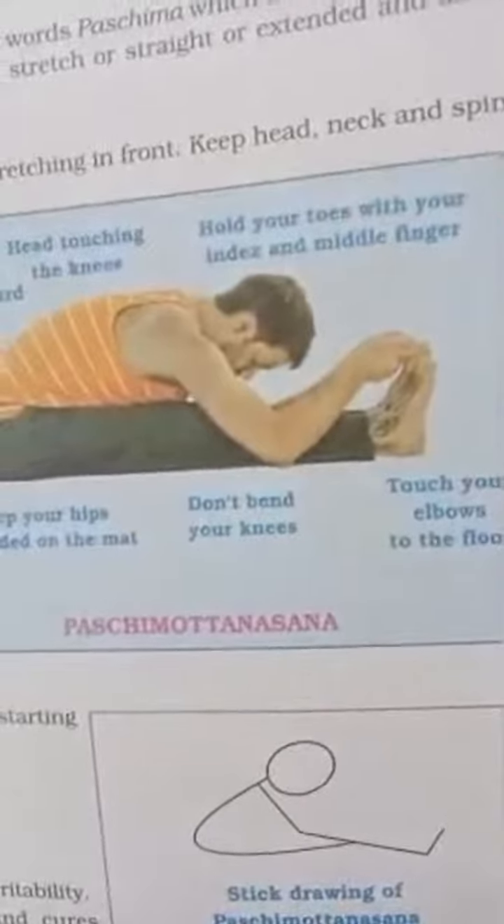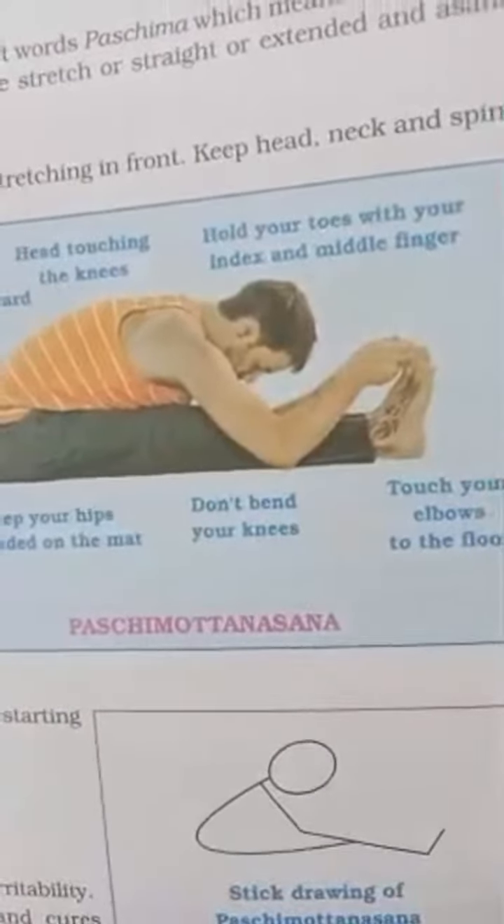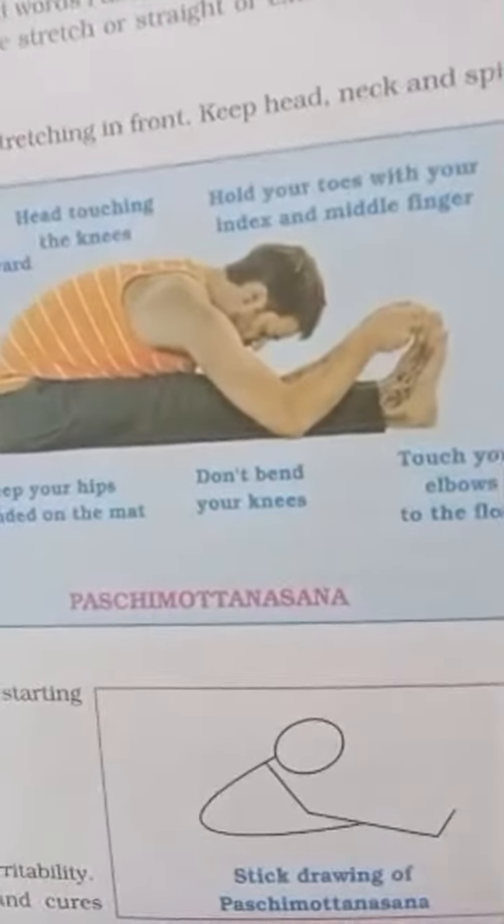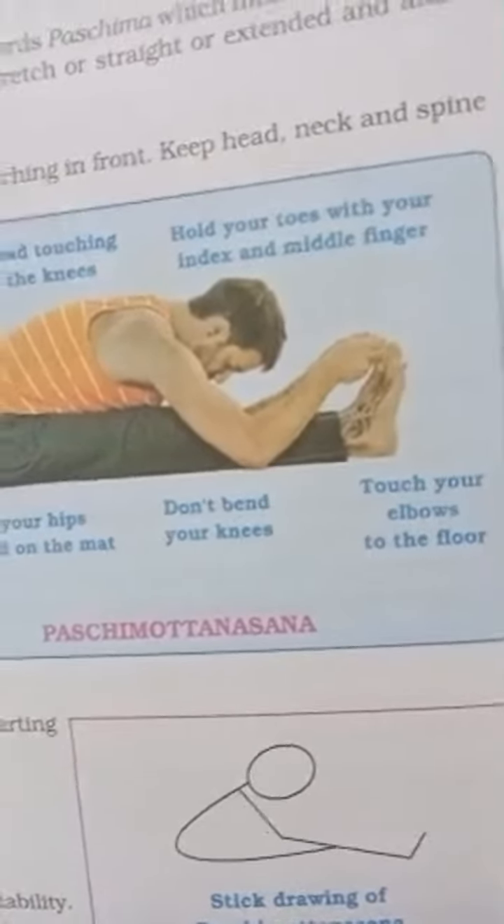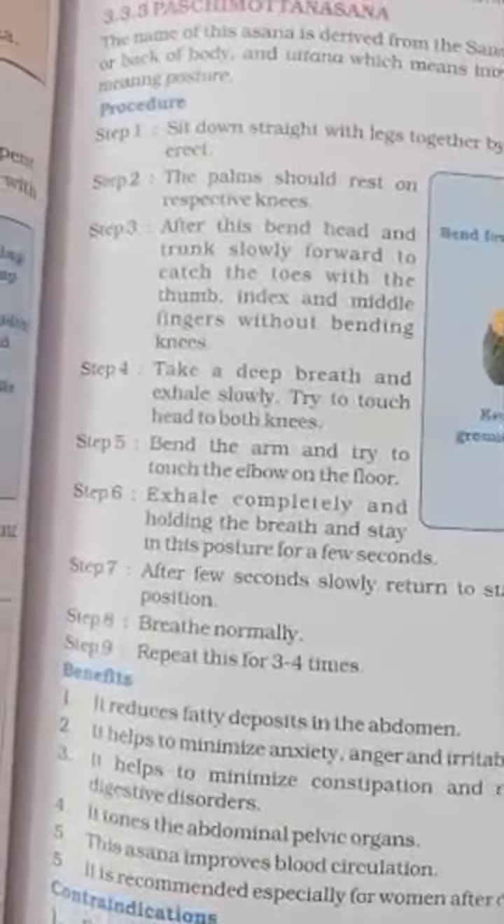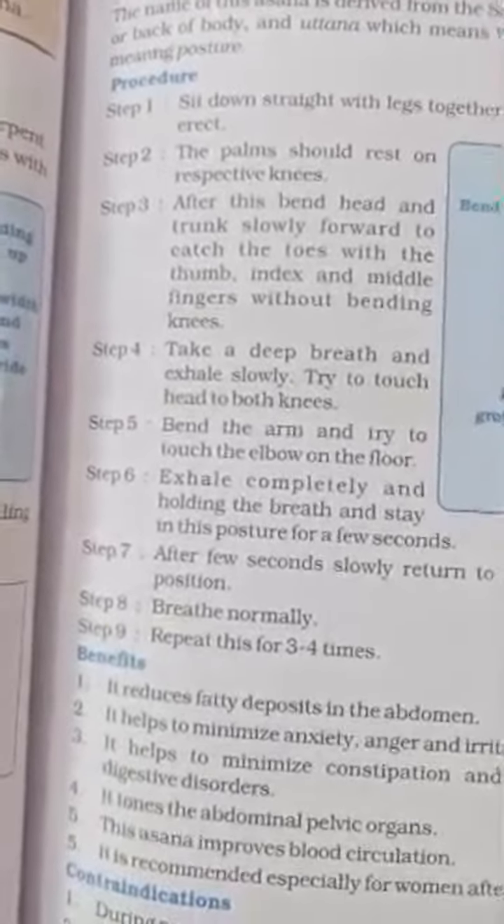Seventh step, after a few seconds, slowly return to the starting position. Then eighth step, breathe normally. Repeat this 3 to 4 times. So these are the steps in a typed format.